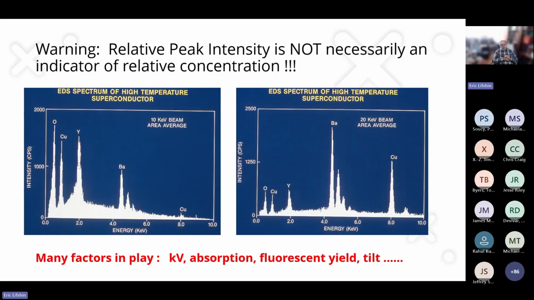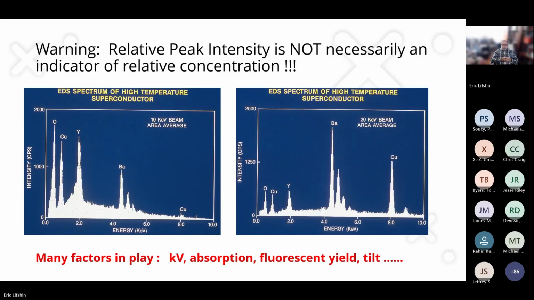It's very important when you look at a spectrum not to assume that the line with the most intense peak is in fact the one that's present most. When the high temperature superconductor came out, yttrium, copper, barium, YBCO 6.8, I think it was.